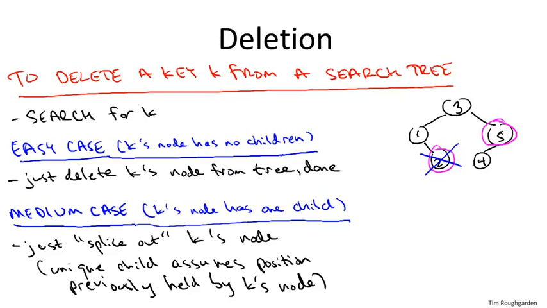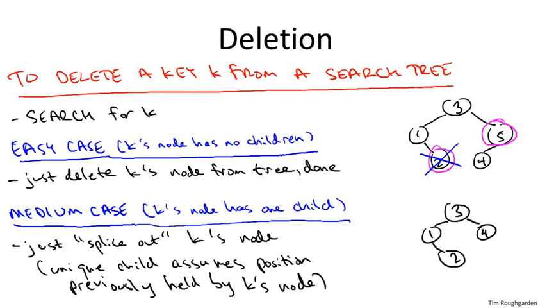For example, in our 5-node search tree, let's say we haven't actually deleted 2 out of this one. If we wanted to delete the 5, we take it out of the tree, that would leave a hole, but then we just replace the position previously held by 5 by its unique child 4.